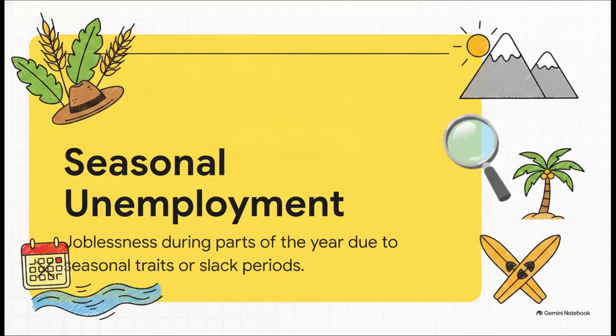Our fifth phase is seasonal unemployment. This one's pretty straightforward. It happens because certain industries just do not operate year-round. People get work for a few months, but are totally jobless during slack periods. To put that into perspective, think about agricultural farm laborers. They might be working nonstop during the monsoon planting season, but have zero work during the winter. Or tourism workers who struggle immensely during off-peak seasons.